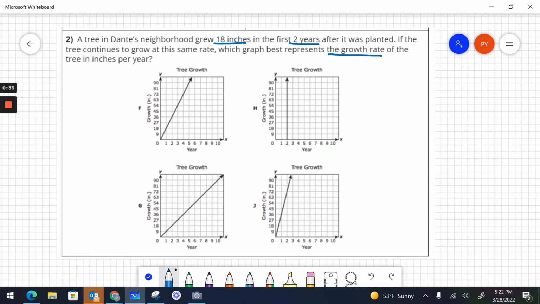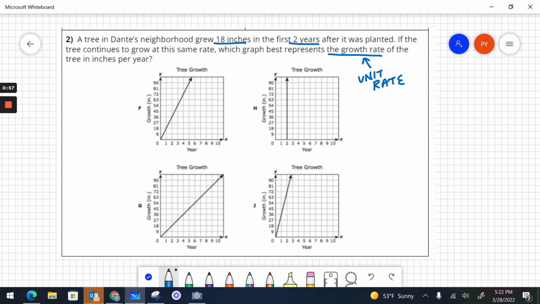If the problem is asking us for the growth rate, that's the same thing. The growth rate is the same thing as the unit rate. And the unit rate is the same thing as how much for 1. So in this case, how much for 1 is 1 year. How many inches does the tree grow in 1 year?